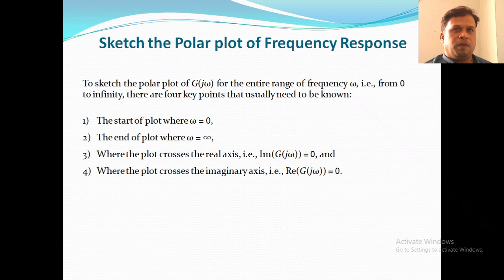Sketch the polar plot of frequency response. To sketch the polar plot of G(j omega) for the entire range of frequency omega, that is from 0 to infinity, there are 4 key points that usually need to be known. The start of the plot where omega is equal to 0, the end of the plot where omega is equal to infinity, where the plot crosses the real axis, that is the imaginary part of G(j omega) is equal to 0, and where the plot crosses the imaginary axis, that is the real part of G(j omega) is equal to 0.